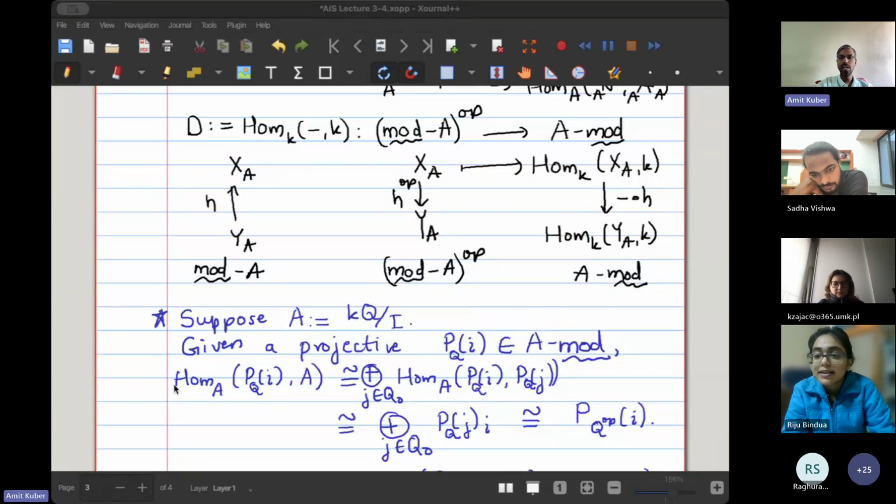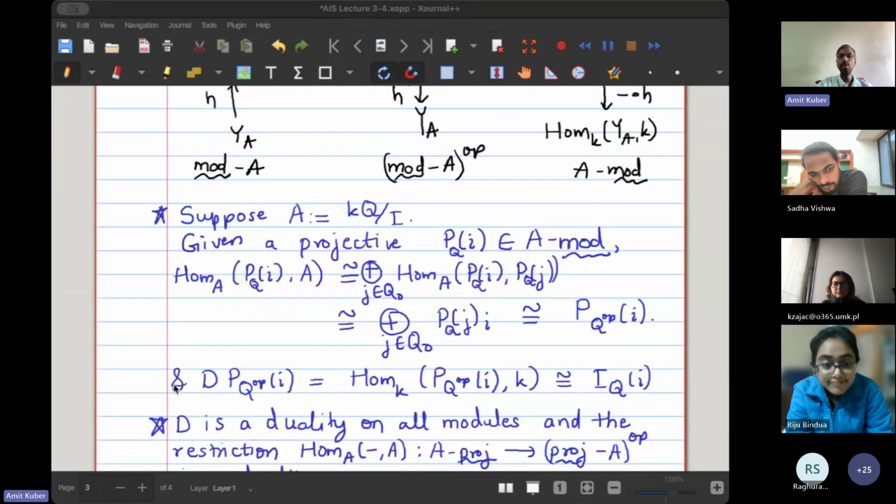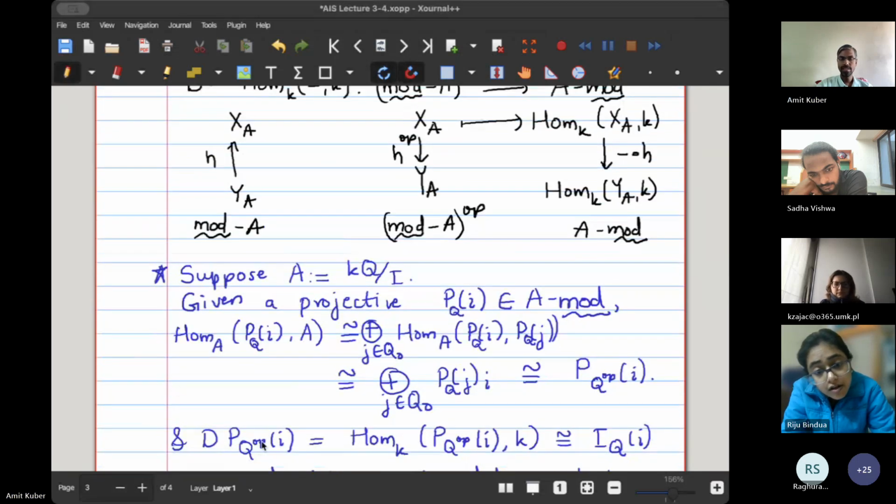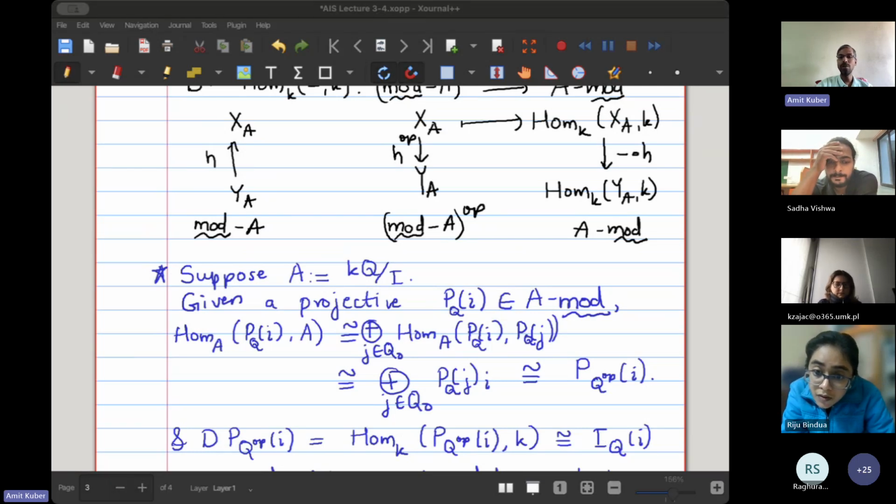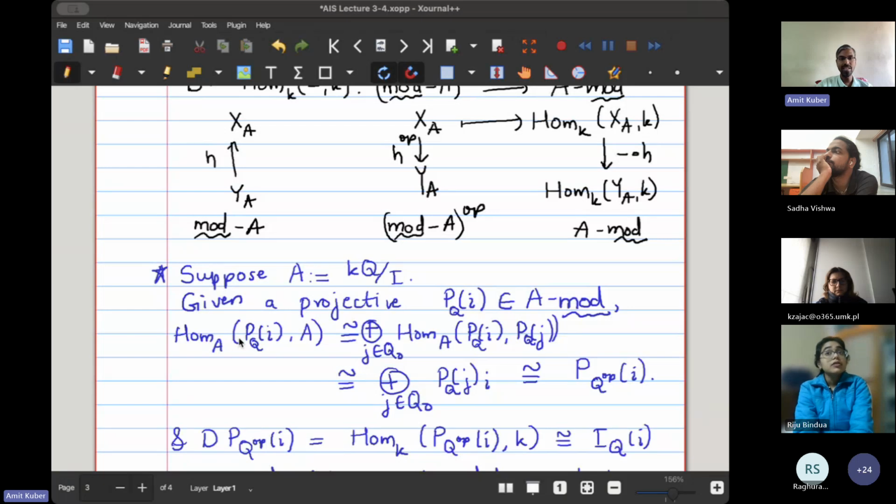Okay, so the last line I plan to say today: now you do the duality D, you apply that. So you will actually get back the injective module at I. Now, this is something you need to verify. I'm not going to show that. You need to convince yourself that the Nakayama functor applied at a projective module gives you the corresponding injective module. Okay, and let me finish this line as well.